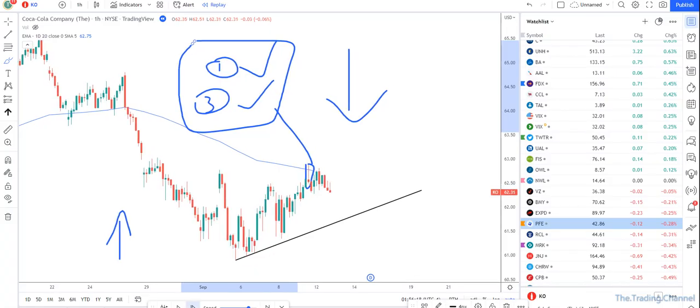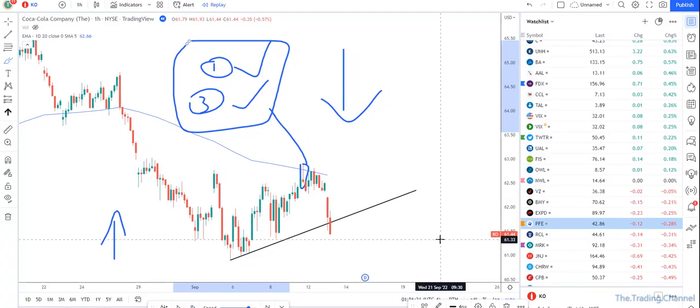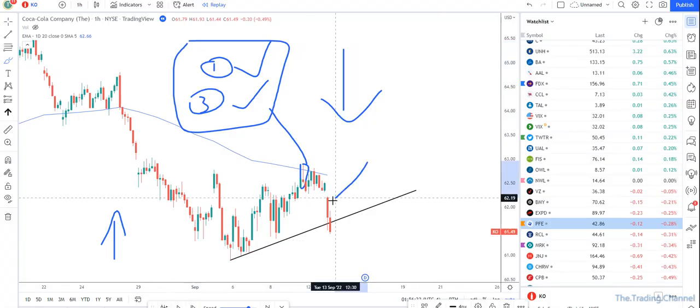Just wait for it. And then one day the alert rang. Take a look. This is not the candle that breaks out. Why? Can you see that the hourly candle touches but closes above? So this is not your confirmation, but this is your confirmation.